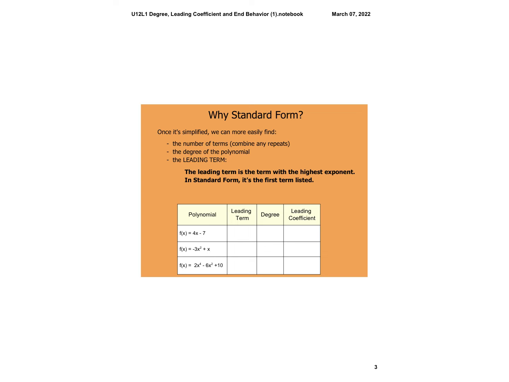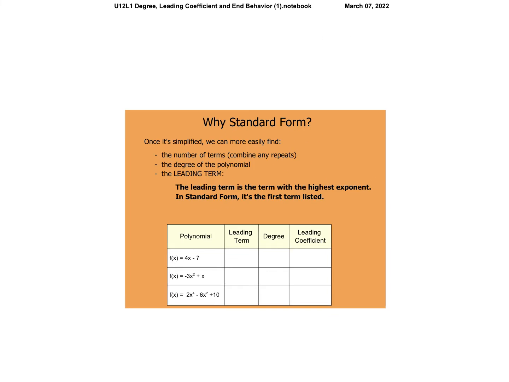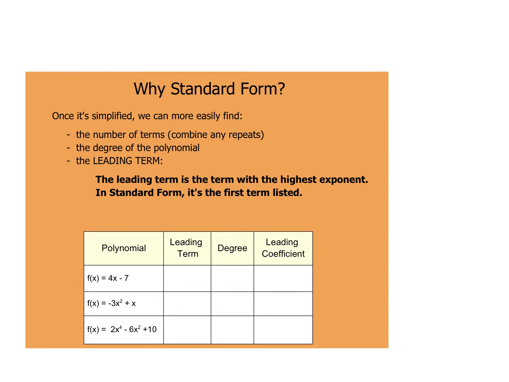So once your polynomial is in standard form, there's a couple things it tells us. It tells us, one, the number of terms. So we can combine any terms that repeat. The second thing it tells us is the degree of the polynomial, and finally the leading term or leading coefficient. What these things help us do is eventually we're going to learn how to graph them. So if we can identify what these three things are, leading term, degree, leading coefficient, eventually we're going to be able to describe the end behavior, which will help us graph each one of these polynomials.